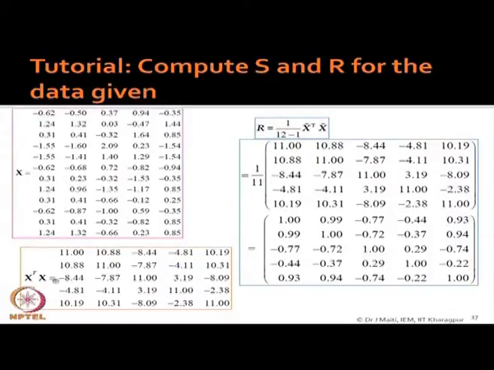You can do the same thing now. We are interested in x tilde. Here this is basically x tilde transpose x tilde, and R is 1 by 11 into x tilde transpose x tilde, you are getting like this. You see, once you calculate this way, you will get all the diagonal elements as 1. If you do not get that, there is a problem. Do you have any questions so far?